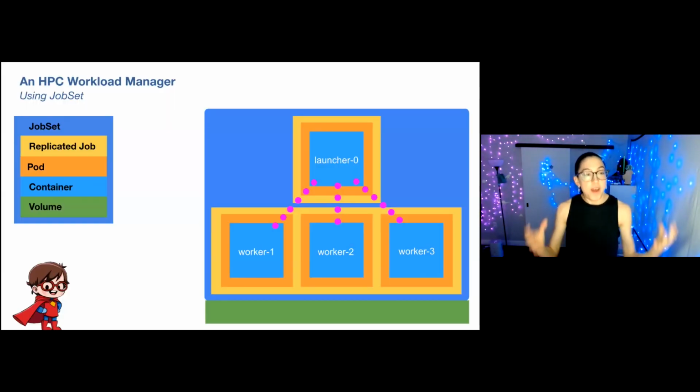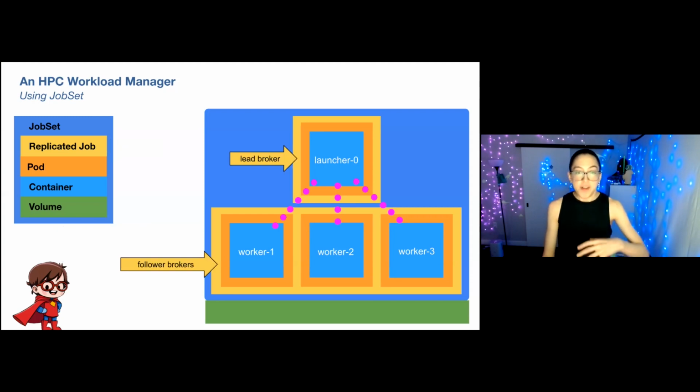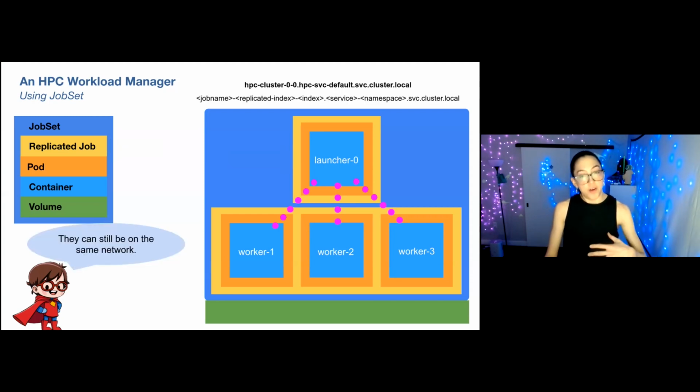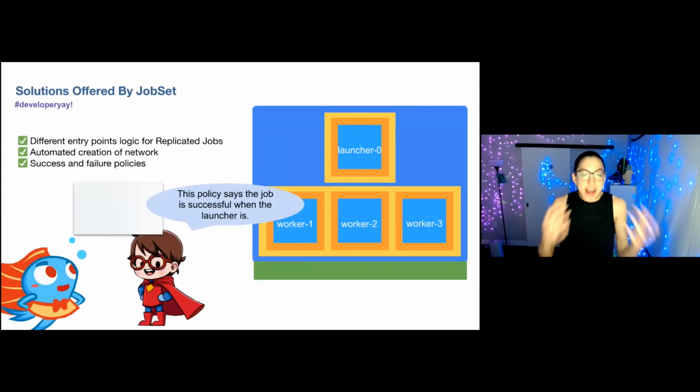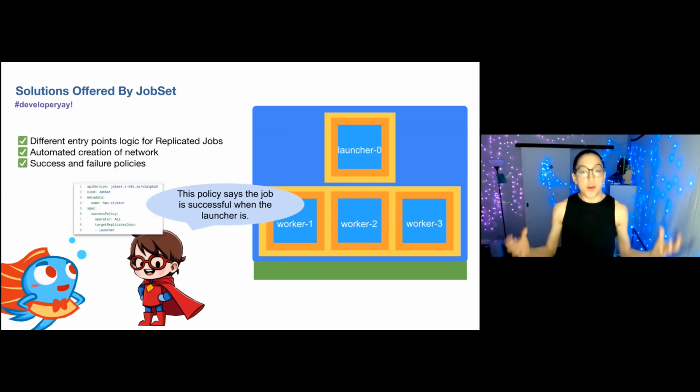So with JobSet, we could add this other abstraction of a job set. And by way of having more than one replicated job, we could separate the logic of our different components, specifically into a lead broker and follower brokers. We could still have them on the same network. And with a success policy, we could actually say, okay, when this lead broker is done, the entire job is done.